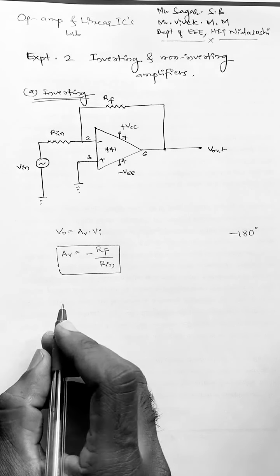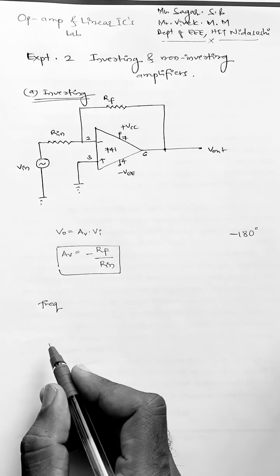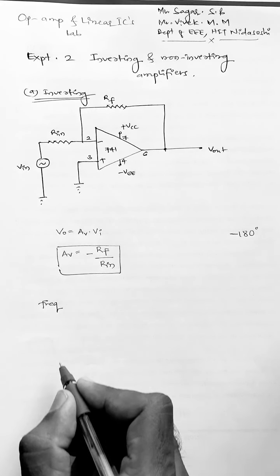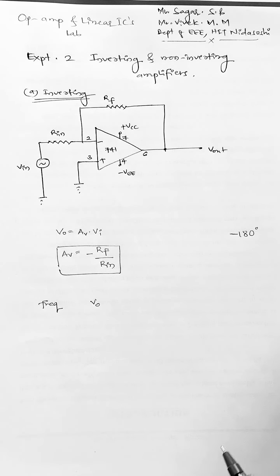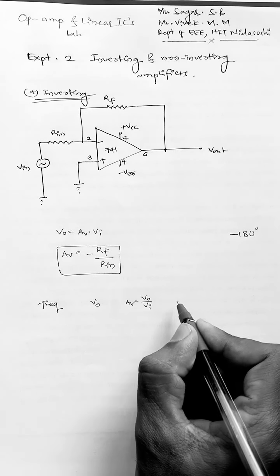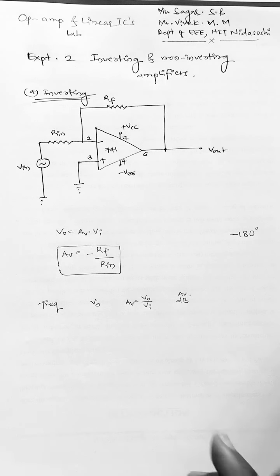First we will note down different frequencies, say 10 Hz, 20 Hz, 100, 500, 1K, 2K, 3K. We will go on checking the frequency value, and at that frequency we will check the output voltage. Then we will calculate the gain, that is V out by V in, and we will convert this gain into decibels, AV in decibel. With the gain in decibels, we can easily plot frequency versus gain, and that we call the frequency response.